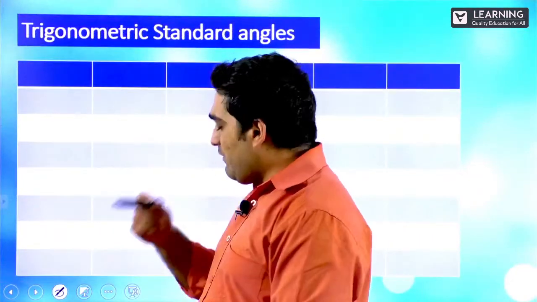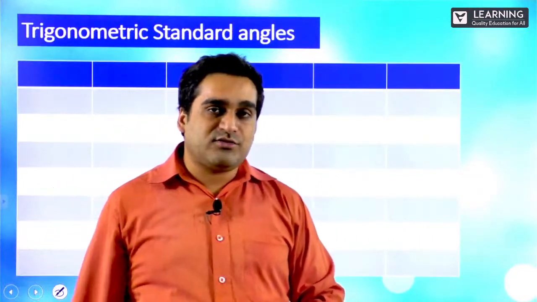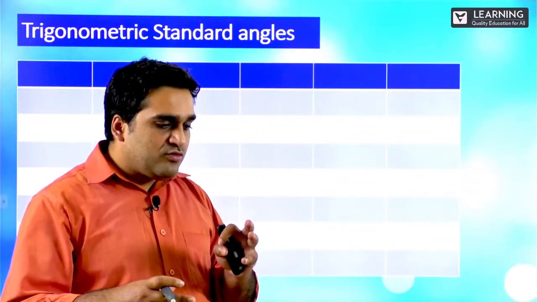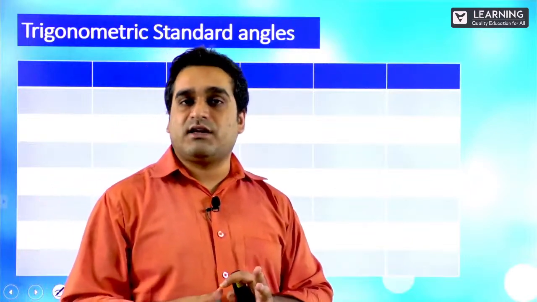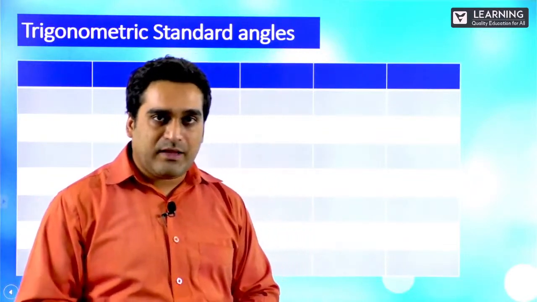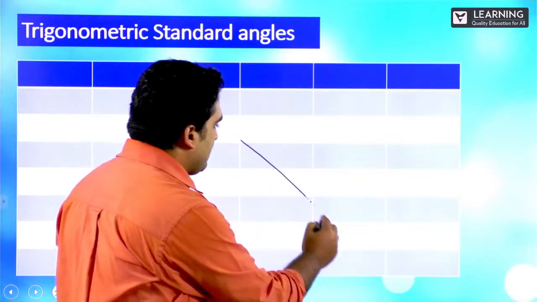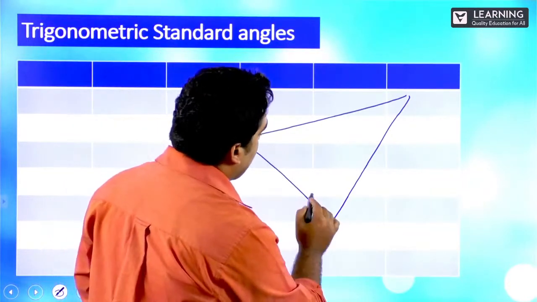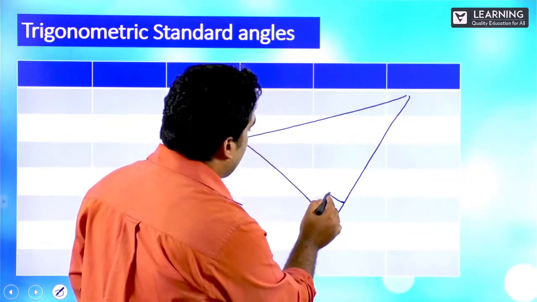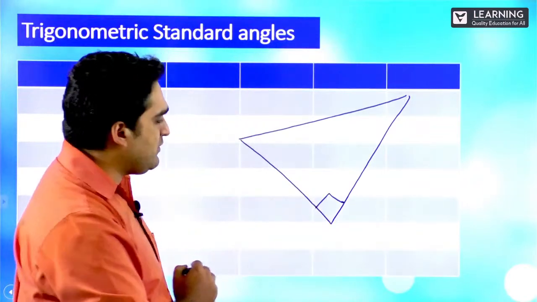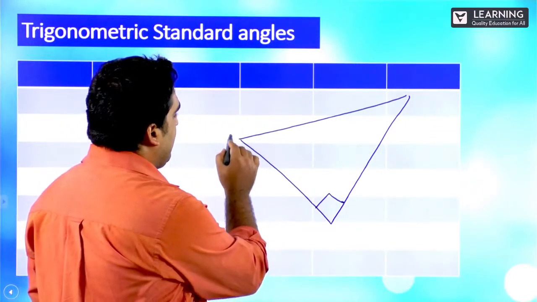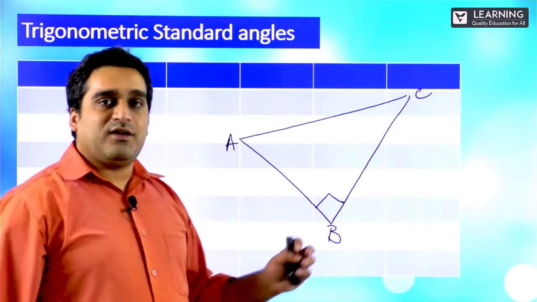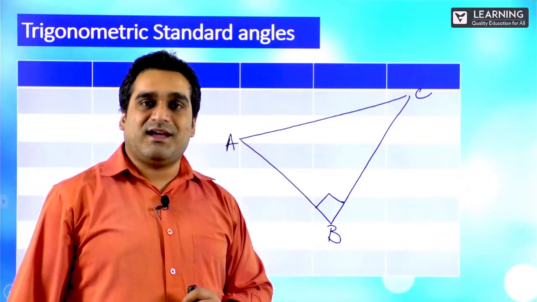In general, students have difficulty understanding how to recognize the opposite, adjacent and hypotenuse for a given triangle. Let's say the given triangle is mentioned in such a manner, where you have the right angle at this position, and let's call the vertices A, B and C. Now, can you identify which one is opposite, adjacent and hypotenuse?